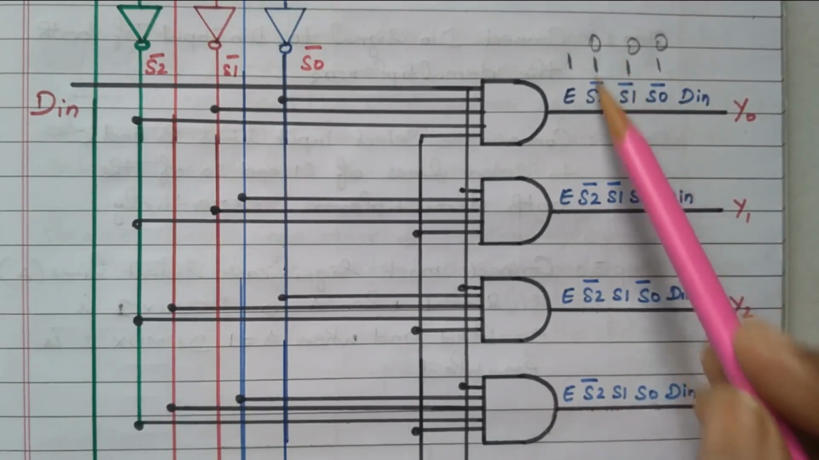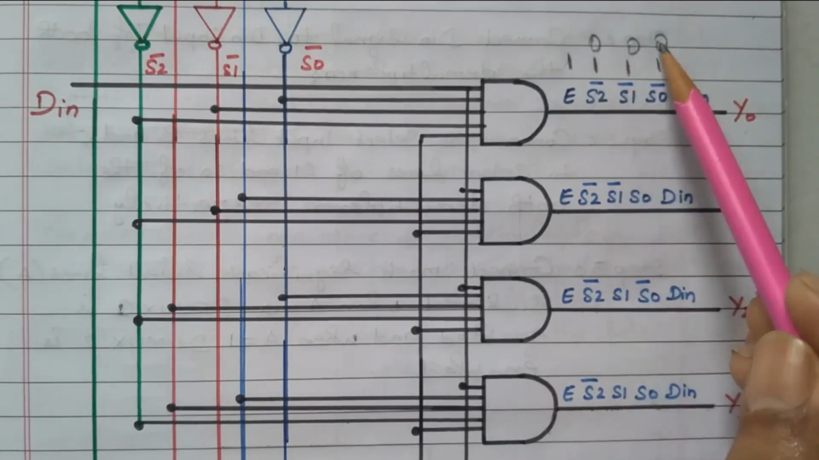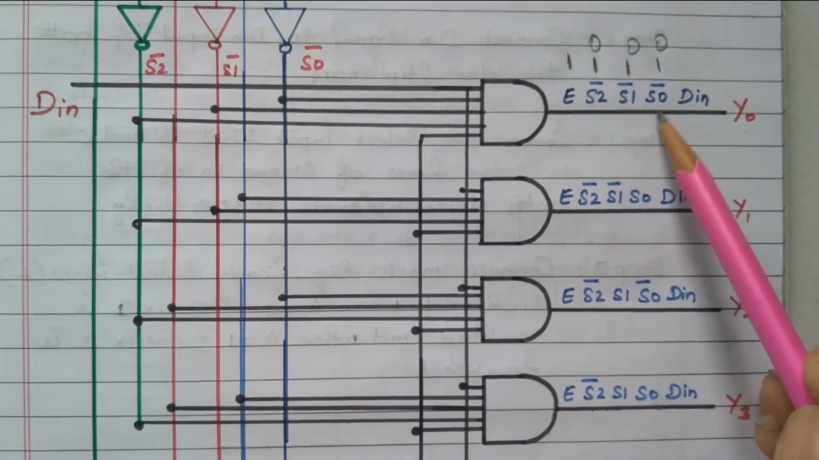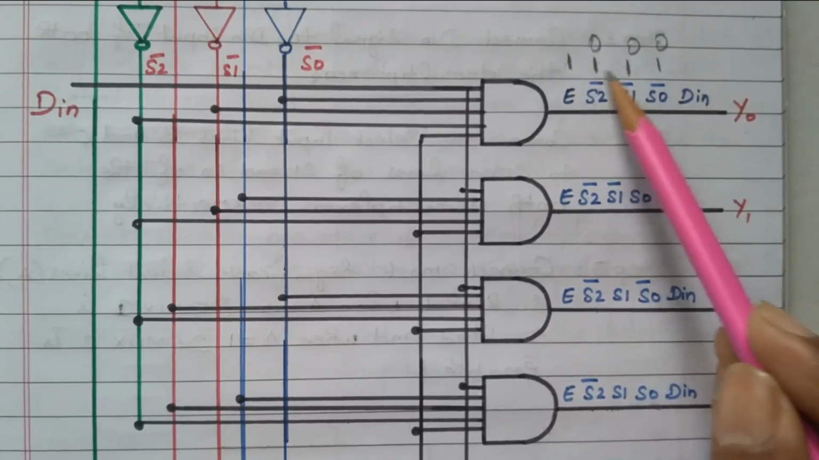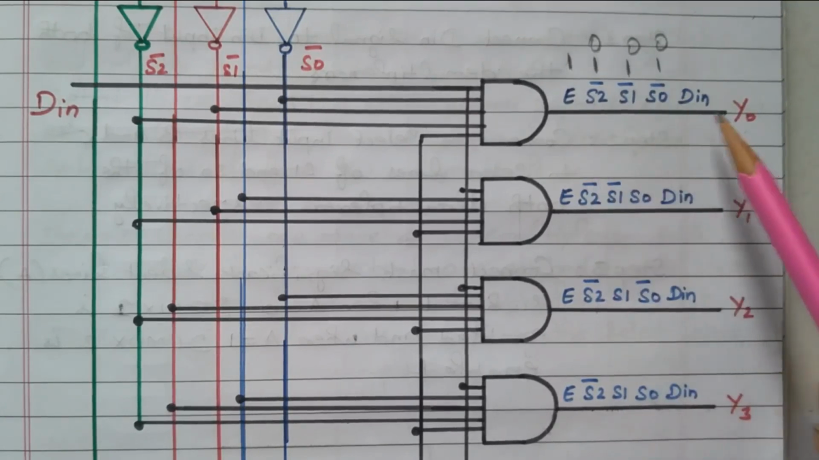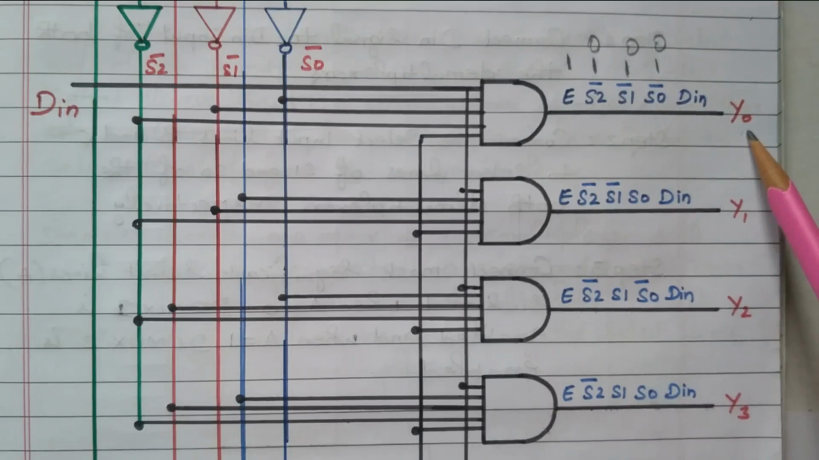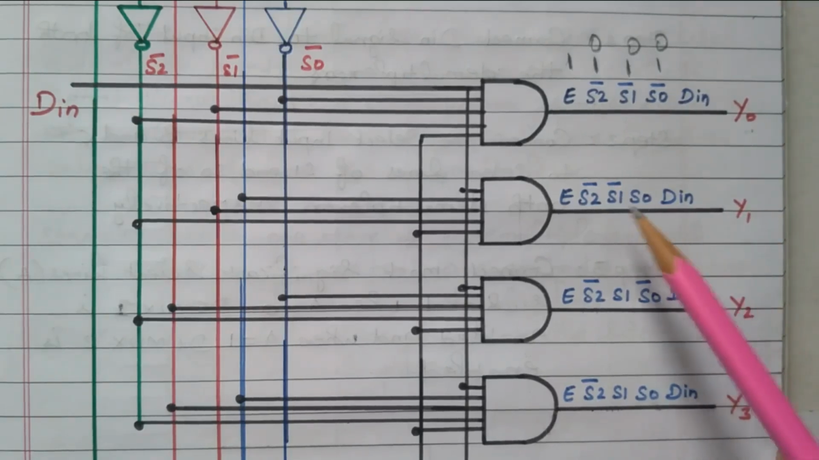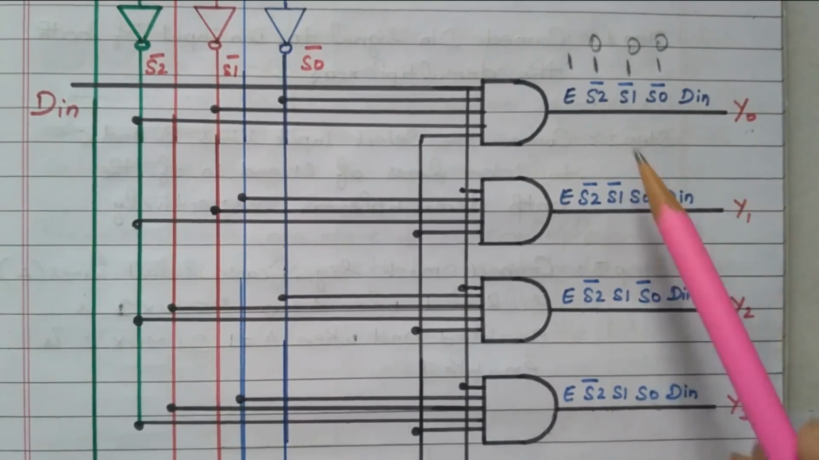So this is the first combination 0, 0, 0, but we connected with S2 bar, S1 bar and S0 bar. So the 0, 0, 0 becomes 1, 1, 1, right? So automatically all inputs are 1. So the D in will be available at the output, Y0. What about Y1, Y2, Y3? These are automatically 0. We will see that.